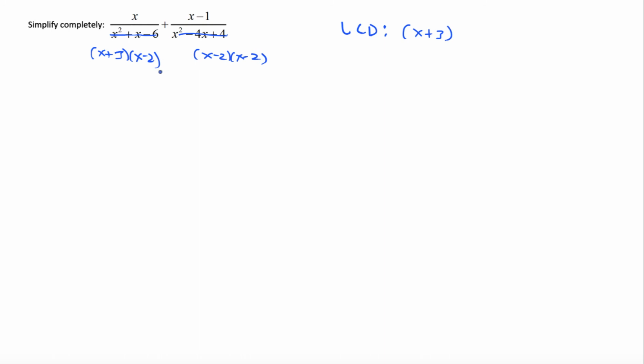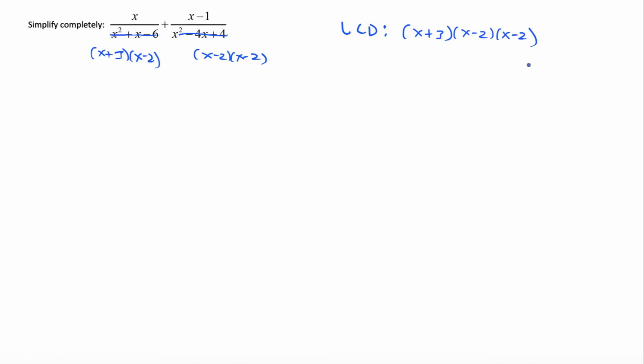What about x minus 2? Well, if you take a look at this one, there's one x minus 2 in the first denominator, but there are two x minus 2 factors in the second denominator. So what does that mean? That means that we need two x minus 2 factors in the LCD. We don't need three, right? We don't need the total number of the factor. They have one in common, but then there's that one extra one here. Okay, so this is going to be our LCD.